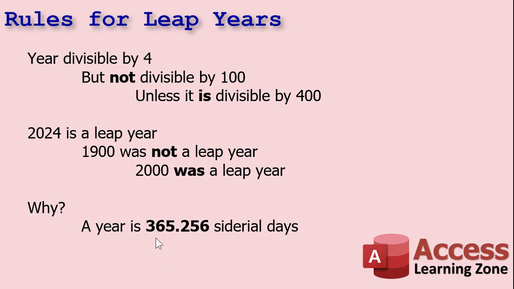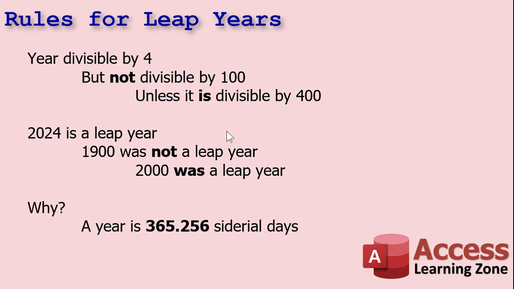And why is this? Well, because a year is 365.256 sidereal days. That's trips around the sun. And because of that little extra fraction of a day, they added these extra leap days to the calendar. We actually insert leap seconds once in a while too, because the Earth's rotation isn't perfect. But that's an astronomy lesson. This is an Access lesson. So for all intents and purposes, these are the rules you have to remember.